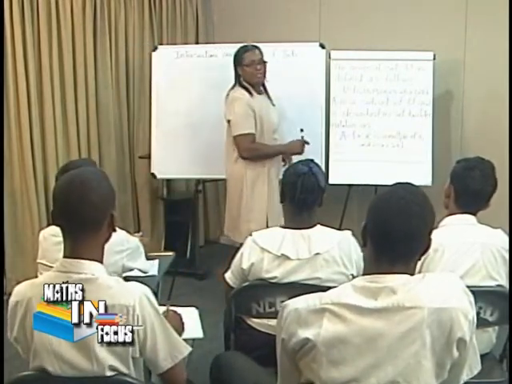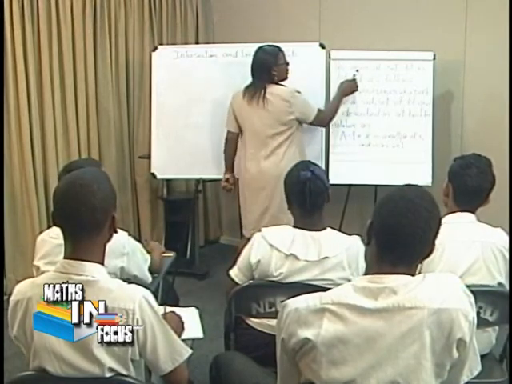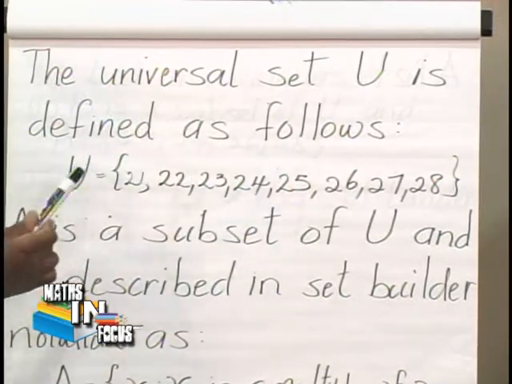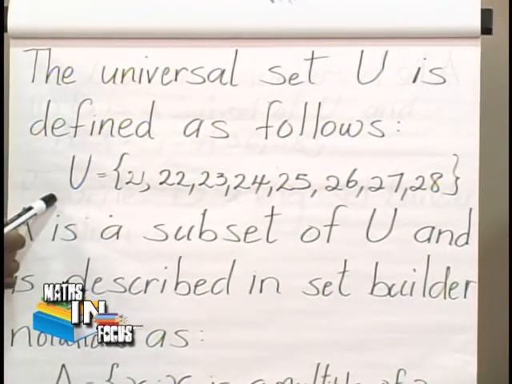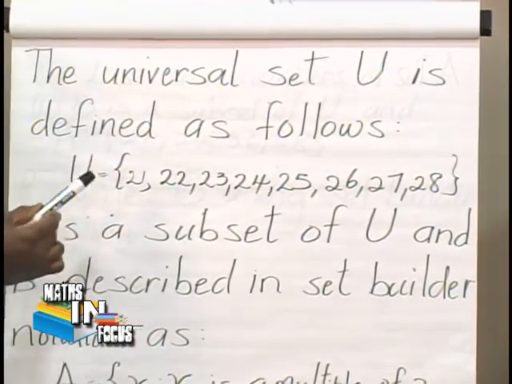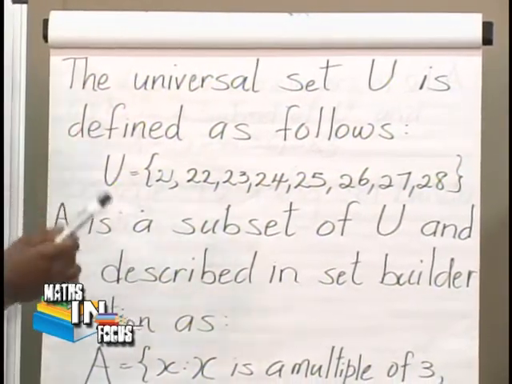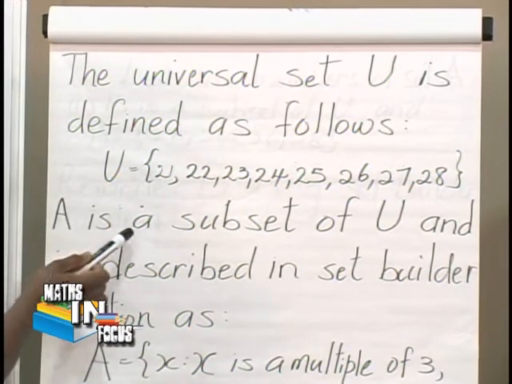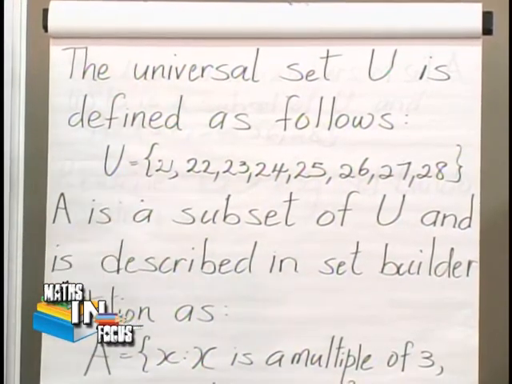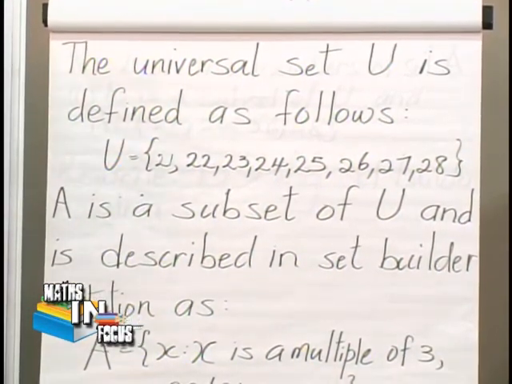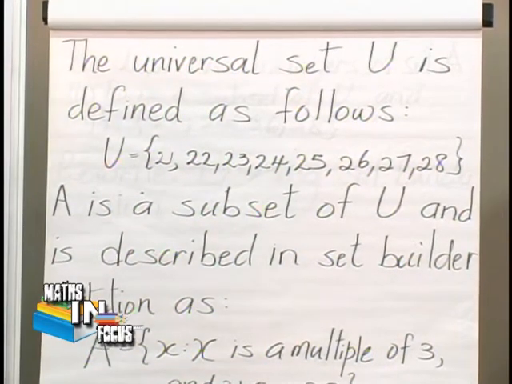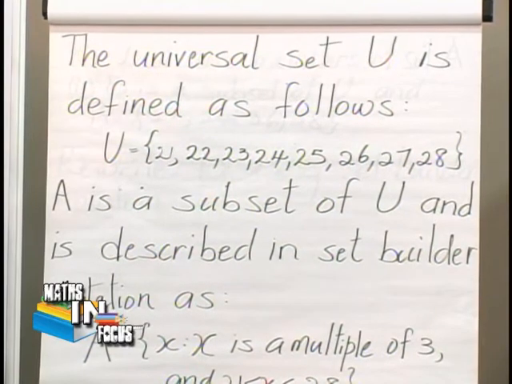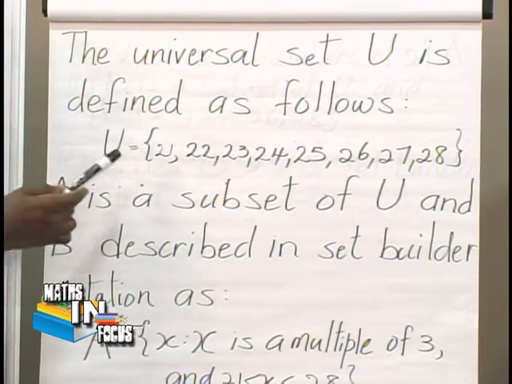Now let's read through the question. The universal set U is defined as follows. So here we have the elements of U, and they are whole numbers from 21 all the way to 28. Before we go on, it says A is a subset of U. If A is a subset of U, it means that we're taking A out of U. We can't have A being formed anywhere else. The elements of A will have to be taken out from here.